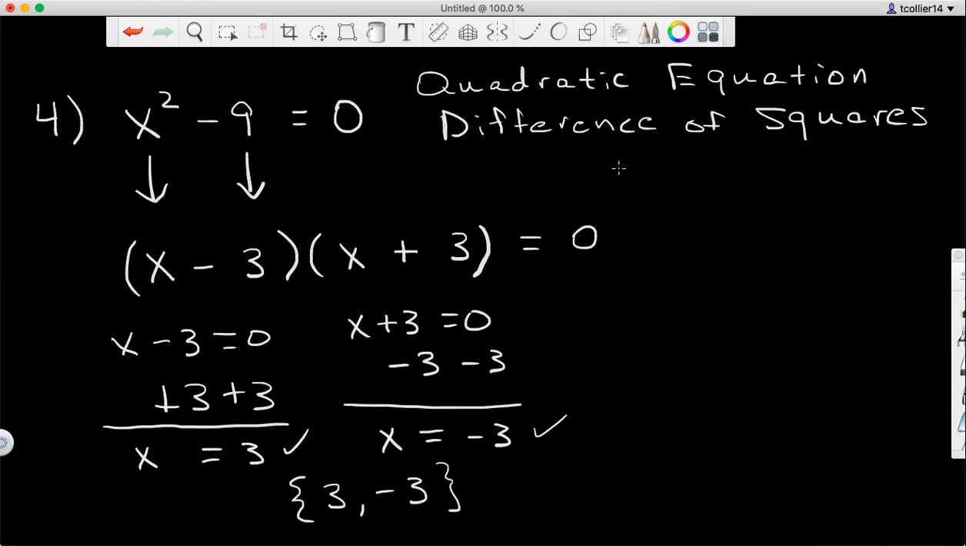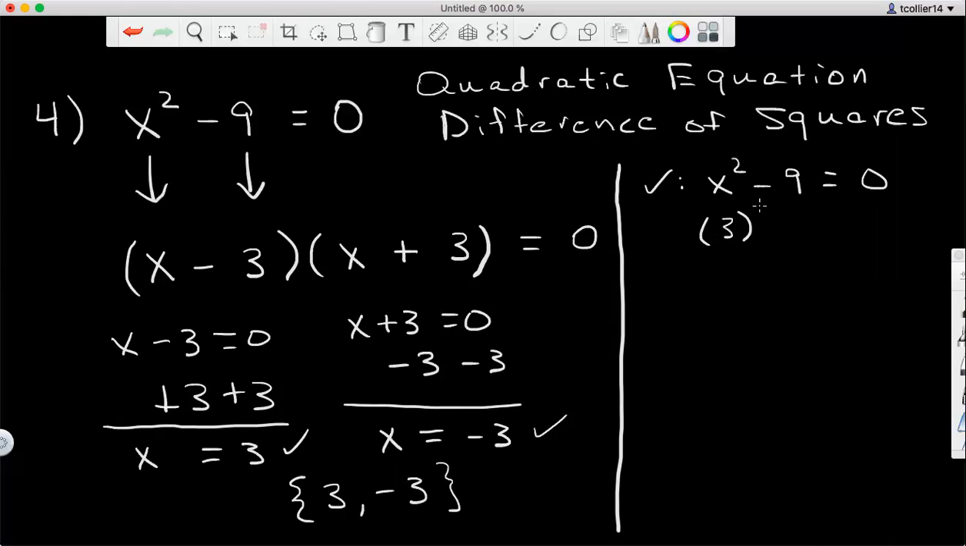Okay, let's go ahead and check these two. So if I wanted to check them, I would write out my original equation, x squared minus 9 equals 0, and then I would just plug in whatever I got for x. So let's start off with the positive 3 first. I'm going to get positive 3 squared minus 9 equals 0. All I'm doing is I'm letting x be positive 3 and just seeing what happens. 3 times 3, that's going to give me 9. So 9 minus 9 is 0. So I get that true statement, 0 equals 0.